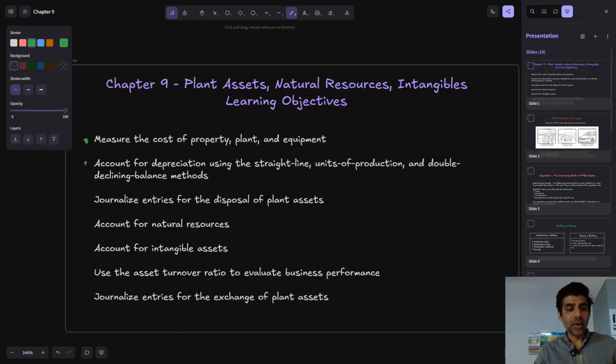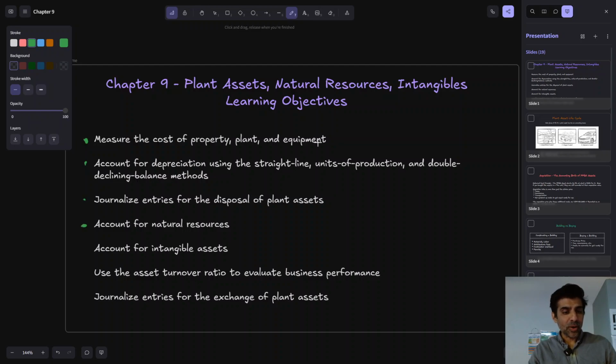Then we're going to spend more time on depreciation as a topic, a refresher on what it is, and then we're going to learn some other methods to calculate depreciation. We're going to talk about when you get rid of a property, plant, or equipment asset, how to account for that disposal.